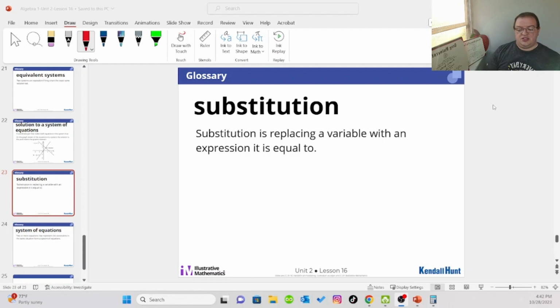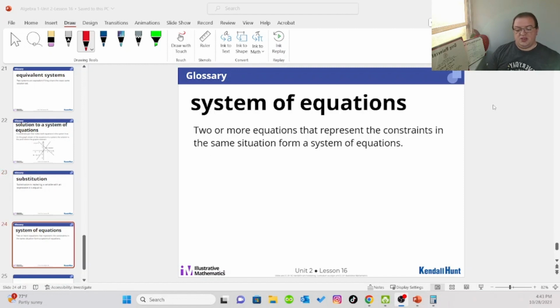Substitution. Substitution is replacing a variable with an expression it is equal to. System of equations. Two or more equations that represent the constraints in the same situation form a system of equations.